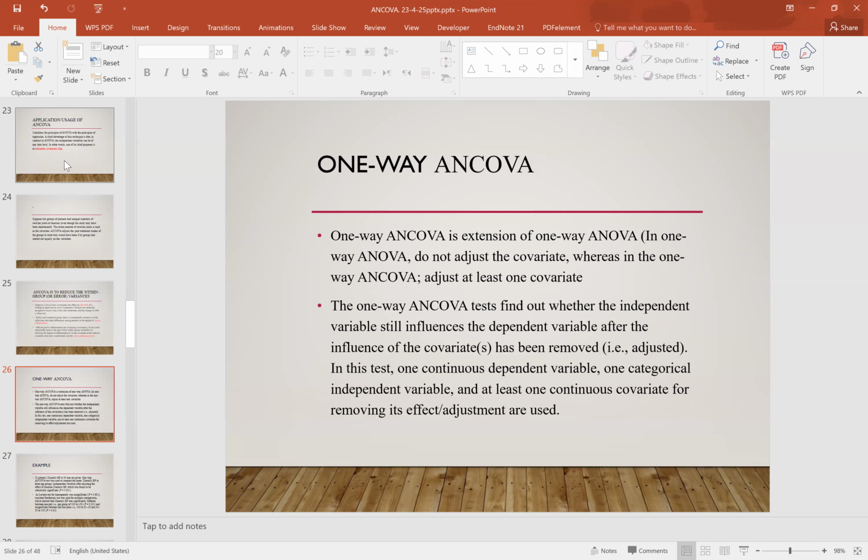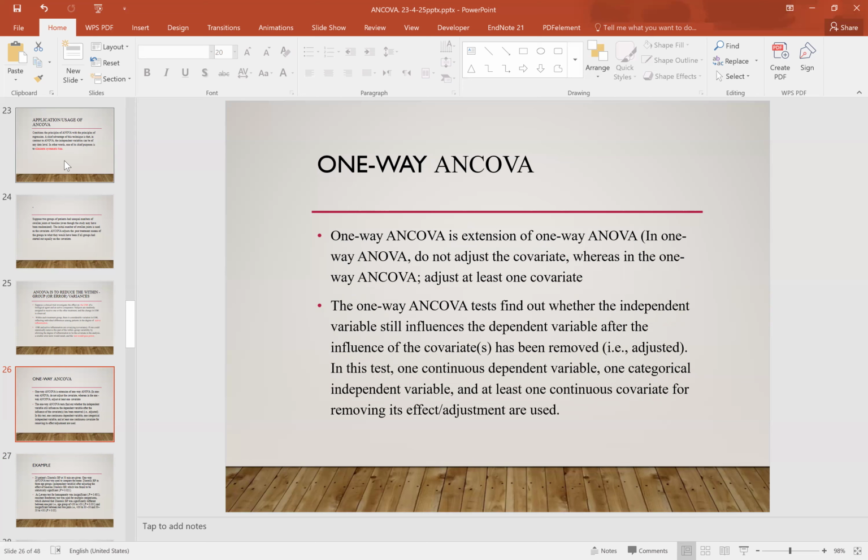Now, one-way ANCOVA. One-way ANCOVA is an extension of one-way ANOVA. In one-way ANOVA, we don't adjust for a covariate, whereas in one-way ANCOVA we adjust for at least one covariate. The one-way ANCOVA test finds out whether the independent variable still influences the dependent variable after the influence of the covariate has been removed or adjusted. In this test, one continuous dependent variable, one categorical independent variable, and at least one continuous variable for removing its effect are used.